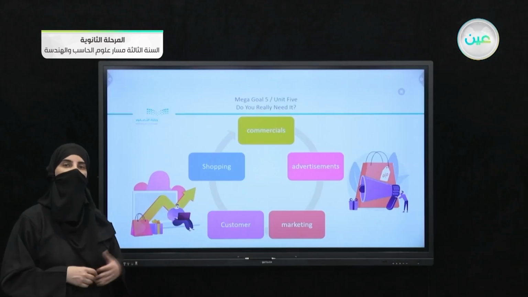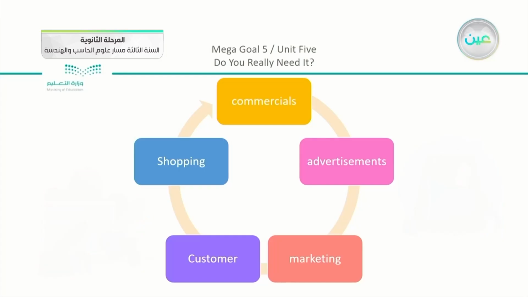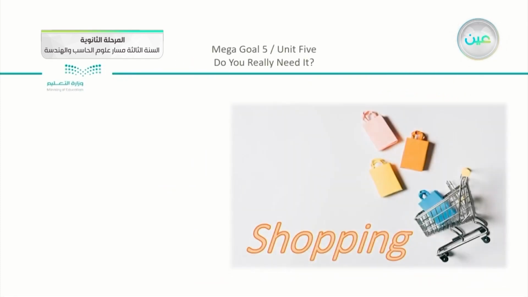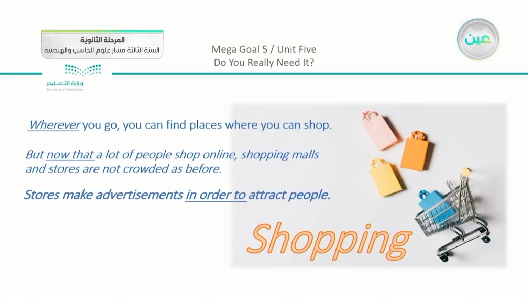And of course, the customer will do the shopping. So we're going to just focus on the idea of shopping in general. Now, just to see here that we have here shopping. Now, just to connect with our lesson, which was the grammar here, let's just use the conjunctions. Wherever you go, you can find places where you can shop. But now that a lot of people shop online, shopping malls and stores are not crowded as before. Stores make advertisements in order to attract people.